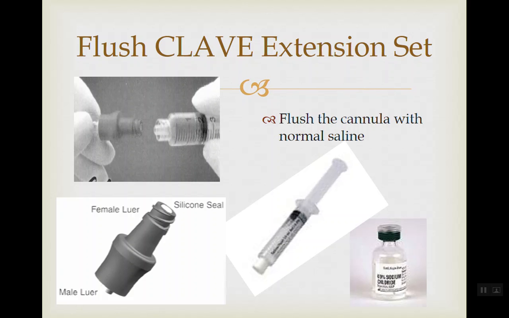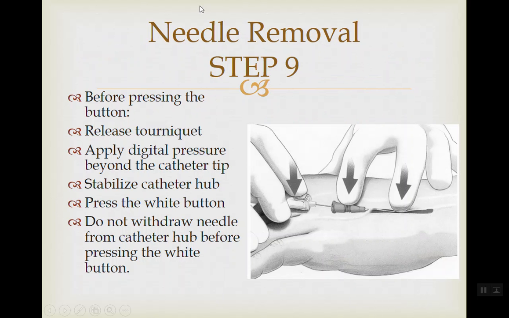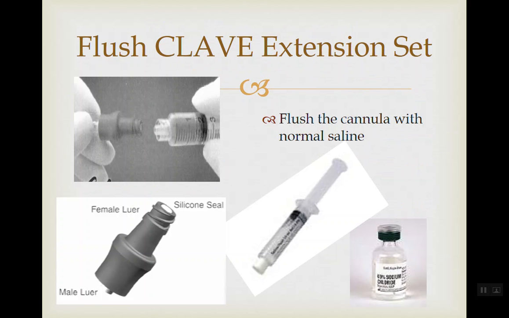Okay, so we need to have some kind of connector to put on the end of that angiocath. Something has to go on the end of here that's compatible with our tubing from the injector. Usually you're going to see these clave connectors. It looks like this. It has a male end and a female end. It has this silicone seal. That's usually what we put on the end of the angiocath.